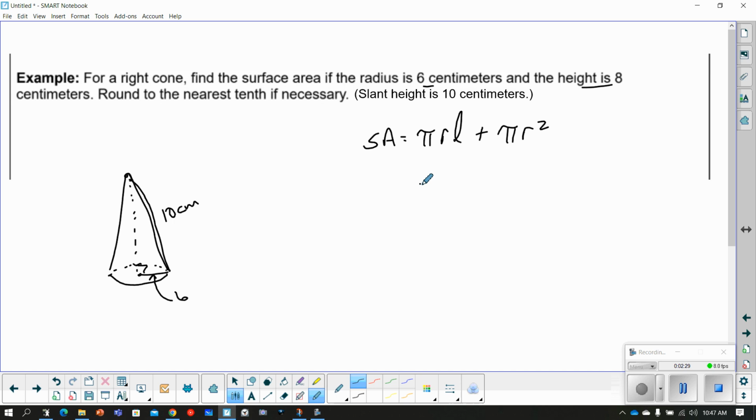So pi times the radius of 6 times the slant height of 10. Pi times the radius of 6 squared. 6 squared is 36. So we get 36 pi. 6 times 10 is 60, so we have 60 pi. 60 pi plus 36 pi is 96 pi, and we can plug that in on our calculator.